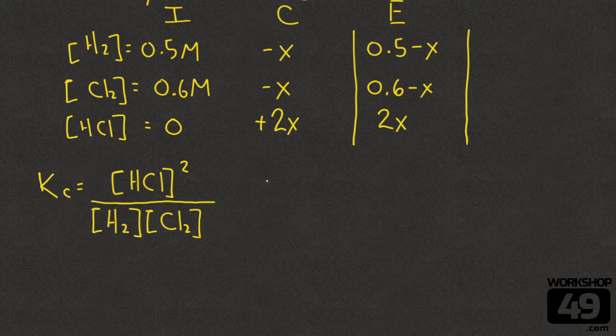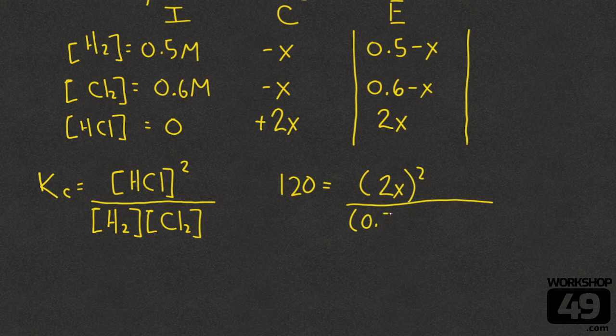Now we're going to fill in what we know. What we were given: Kc is 120. It's going to equal our concentrations at equilibrium. Well, what is our concentration of HCl at equilibrium? It's 2x. We're going to square that. Divided by, what is our concentration of H2 at equilibrium? Well, we started with 0.5. We lost x by doing this reaction x times. So our H2 is going to be 0.5 minus x. Our chlorine, 0.6 minus x. Well, if you've gotten this far, the chemistry is done.